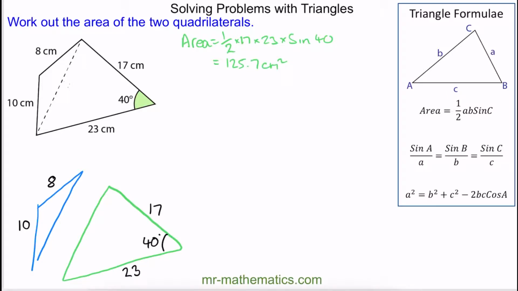Now for our blue triangle, we need to know this angle here. But to work this angle out, we need to know this length. But this length is the same as this length. So we can use the cosine rule on our green triangle to work out this length, which I'll call a, which means the opposite angle will be capital A, and then we can mark on the other two angles and lengths.